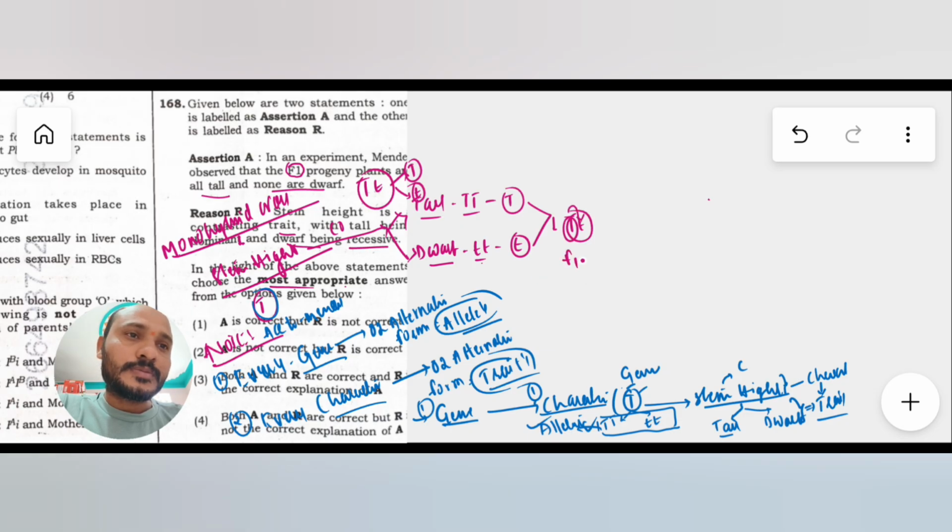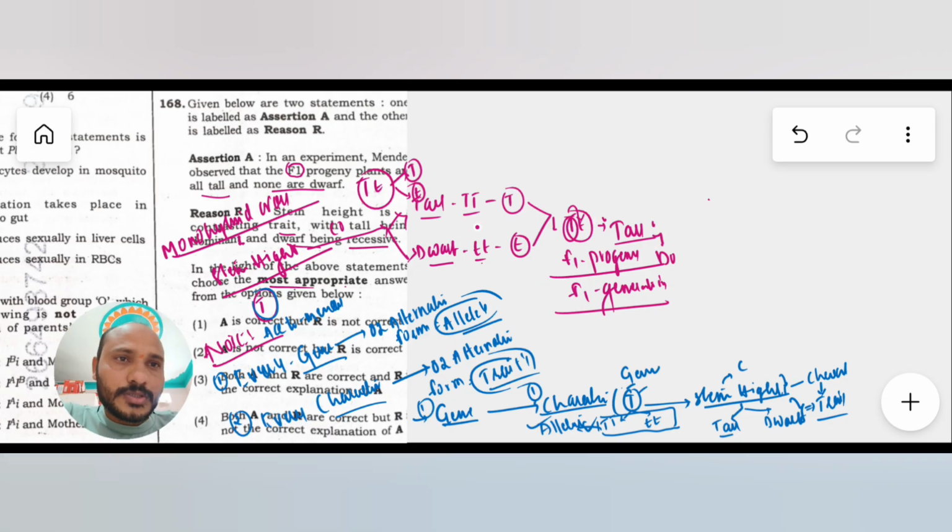So here we get the first progeny, or F1 generation. If you observe the F1 generation, the progeny or the offspring are always tall. This statement was made by Mendel. So the F1 progeny must be only dominant. So here tall is nothing but dominant. Why? Because capital T dominates over the small t, tall.